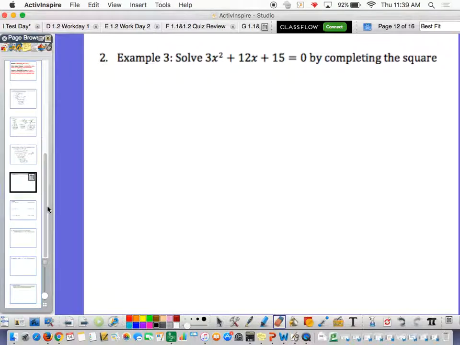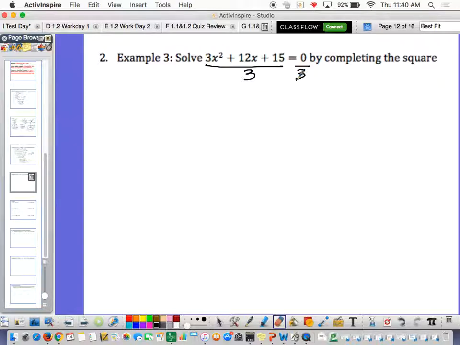Okay, here we are. Solve 3x squared plus 12x plus 15 equals 0 by completing the square. Now here's the thing though. There's something interesting about this one that I would like to point out. If you notice, all 3 of those terms can be divided by 3, right? So let's do that. And that's totally fine because now we have 2 sides of the equation. If you divide this side by 3 and you divide that side by 3, that's legal, right? Because what you do to one side, you can do to the other.